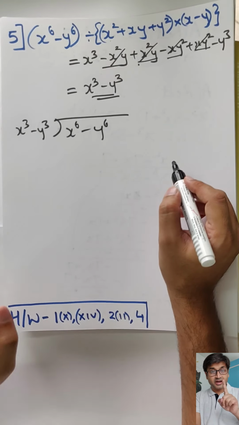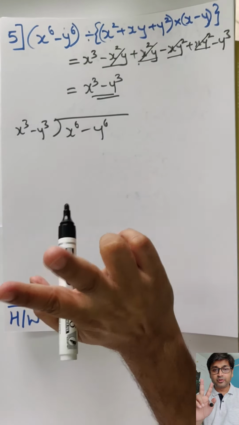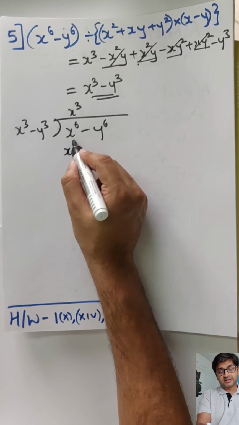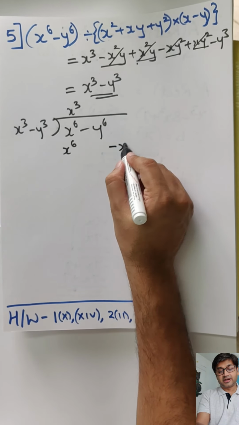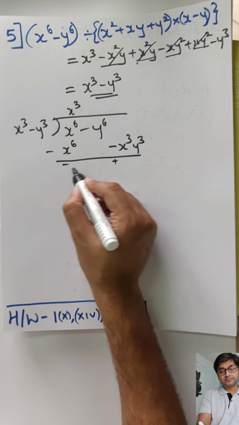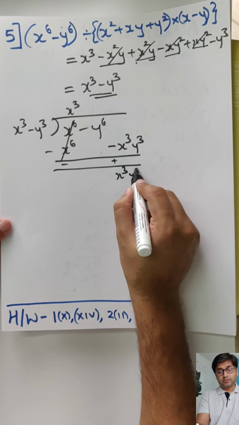A good question. Try it, don't mess up. Come on, go ahead with a calm mind. Same two basic rules. This divided by this, x cube. So x square, x cube, y cube. I can't write below this, so write aside. Minus x cube, y cube. Signs change, cancels. What is left is x cube, y cube.